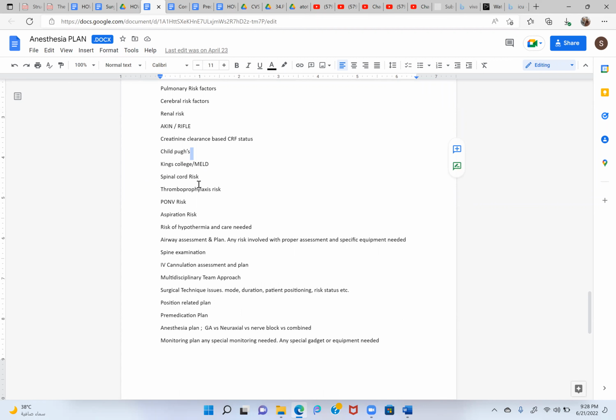And then in every patient, you are evaluating the risk of thromboembolism. Any surgery more than 1 hour, there is more risk. Obese patient, more risk. Pregnant patient, more risk. Previous history of embolism, more risk. If the patient is having fracture, bedridden, cast, more risk.